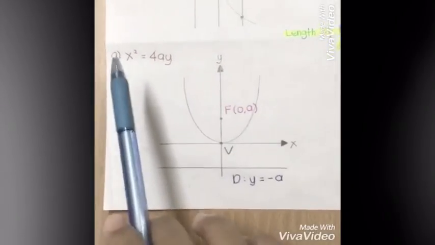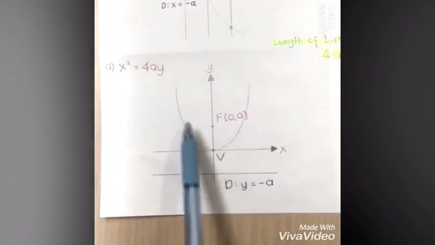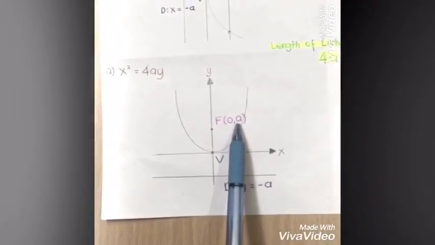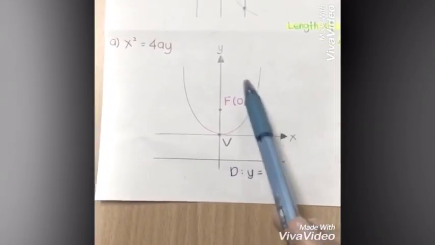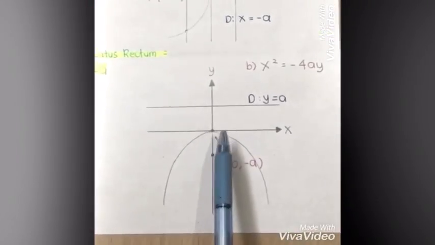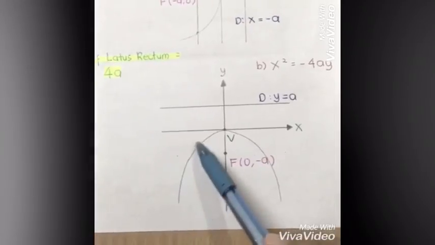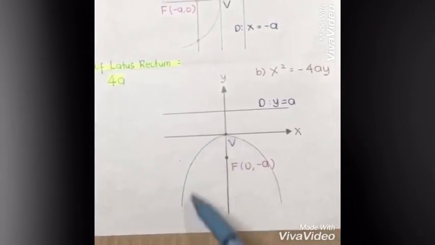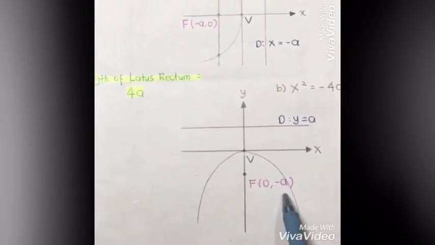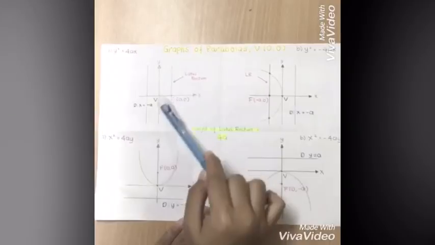For the next graph, x squared equals 4ay. The curve opens upward, and the coordinate of a is positive. The curve lies on the y-axis. The last graph is x squared equals negative 4ay. The curve opens downwards, and the coordinate of a is negative. As you can see, the focus F is always inside the curve.